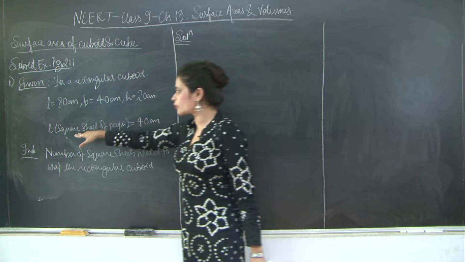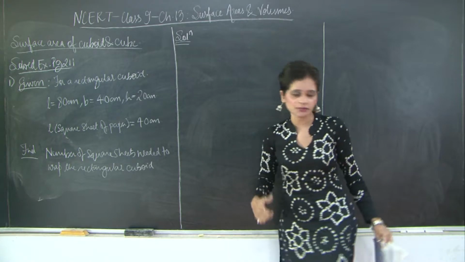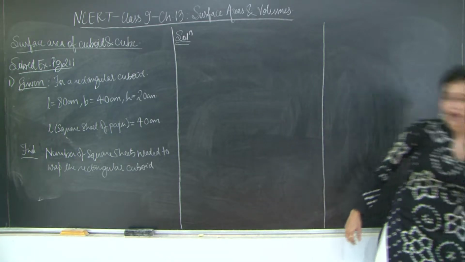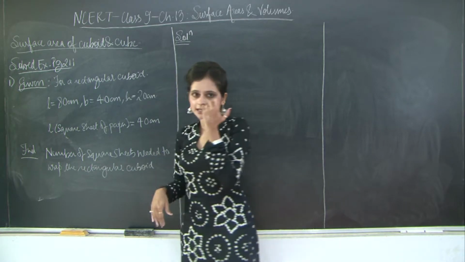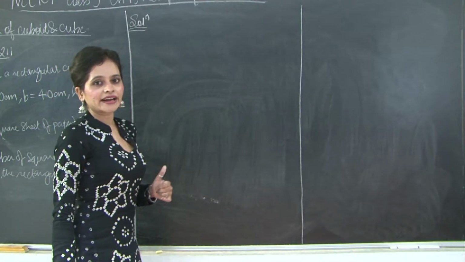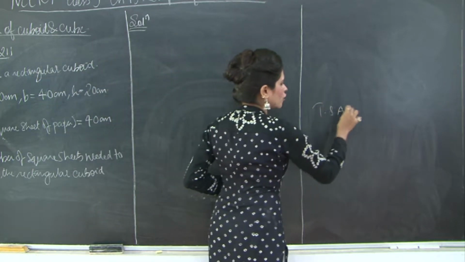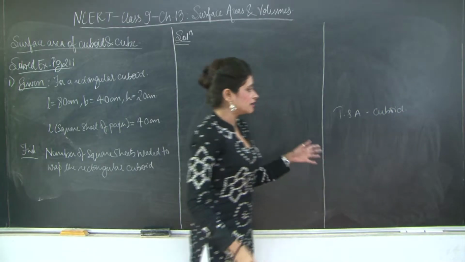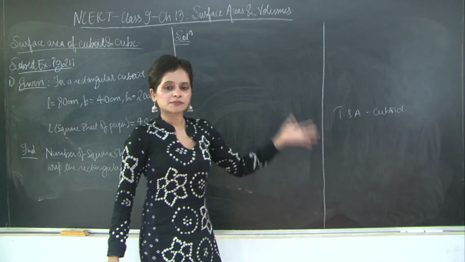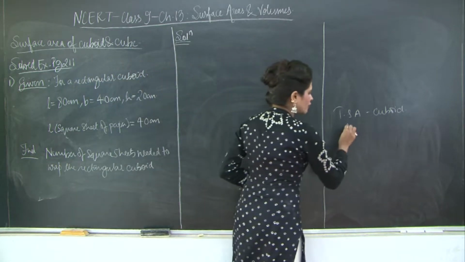Since these are going to be square sheets of paper, all the edges are going to be equal, that is 40 centimeters. So, how do we do this calculation? How do we find the number of square sheets that are required? First of all, we are going to find the total surface area of our cuboid, right? Through the formula 2 into length times breadth plus breadth times height plus length times height. Then we are going to find the area of our paper.